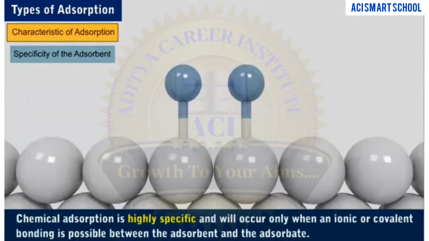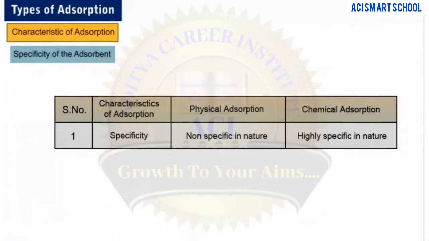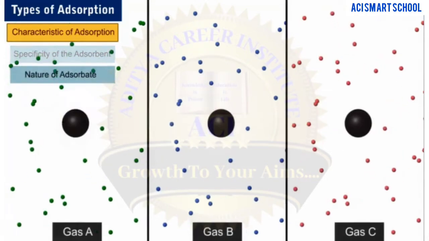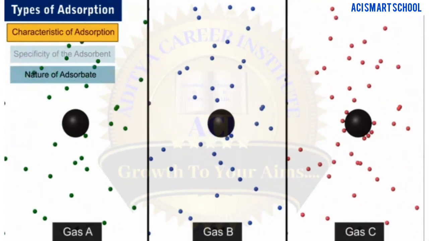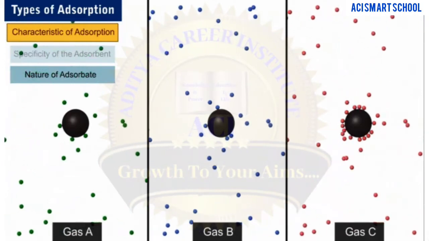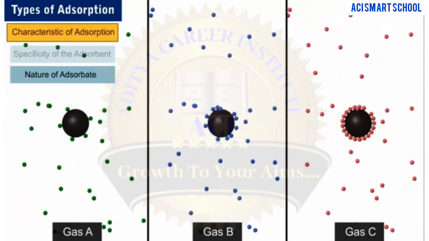However, chemical adsorption is highly specific and will occur only when an ionic or covalent bond is possible between the adsorbent and the adsorbate. Therefore, we can infer that while physical adsorption is not specific in nature, chemical adsorption is highly specific. The amount of gas adsorbed by the adsorbent also depends on the nature of the gas or the adsorbate. Different gases are adsorbed to different extents by the same adsorbent at the same temperature.